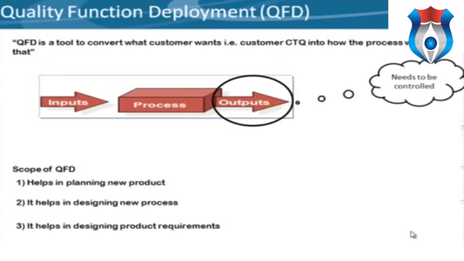Let's say you work for a call center, a BPO, and your company has got a new client. So you need to design a process according to your client's specification, according to your client's requirement. Therein you can use quality function deployment to design a process that serves your client's interest. And obviously it will help you in designing product requirements.